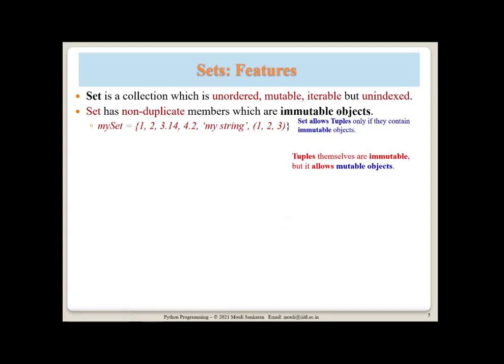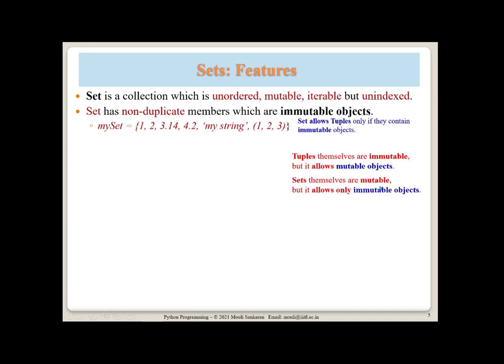You know that tuples themselves are immutable, but they allow mutable objects, which I told you earlier. So a tuple has the flexibility to have mutable objects, but such tuples cannot be a member of a set. That's the only limitation. You can have a tuple in a set only if it has only immutable objects in it. I told you the reason also.